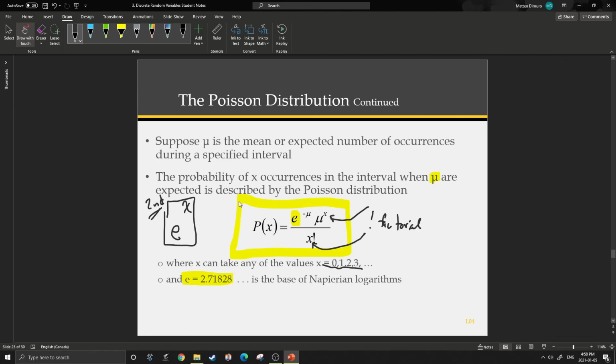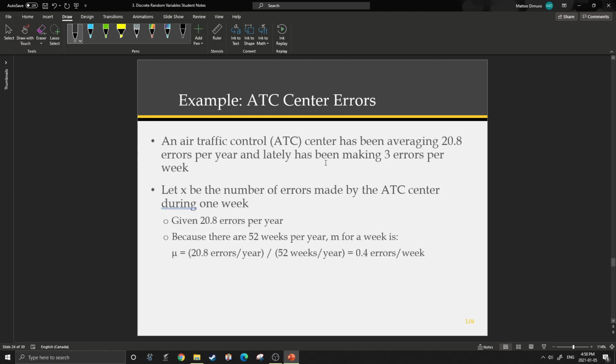Okay, so let's look at an actual question. An air traffic control center has been averaging 20.8 errors per year. And lately they've been making 3 errors per week. If you're only getting 20.8 errors per year and you're doing 3 errors in a week, that's not good. So this is a Poisson distribution because you have an average over a time frame, per year.